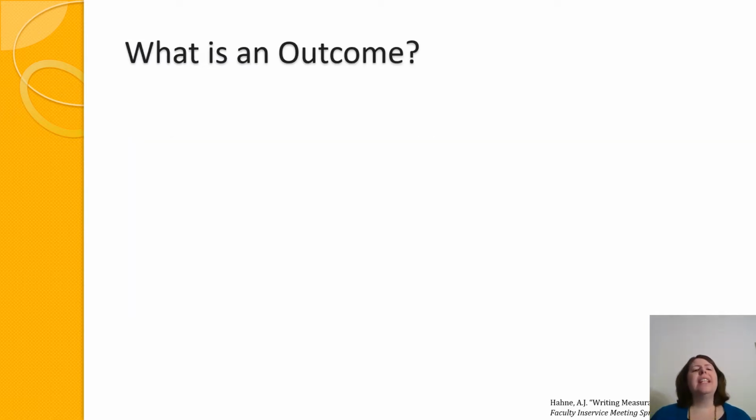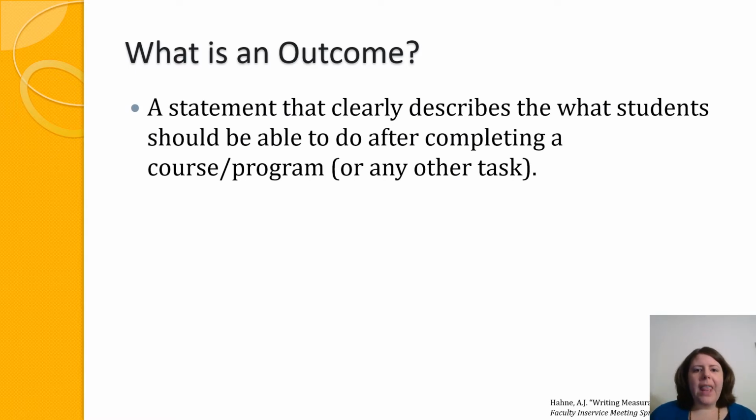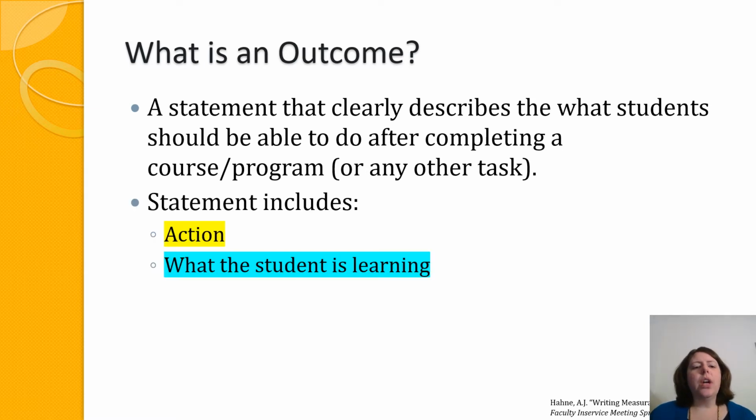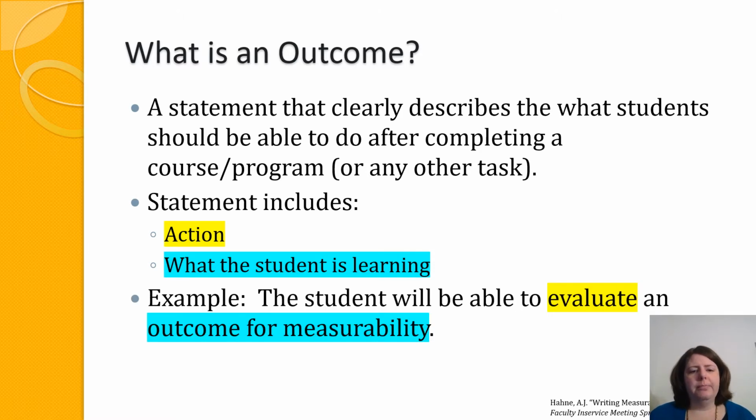First of all, what is an outcome? An outcome is a statement clearly describing what a student should be able to do once they've completed a course, program, or any other task. Outcomes include an action verb and then the content. So what will the student be learning in your course or your program or whatever they're doing?